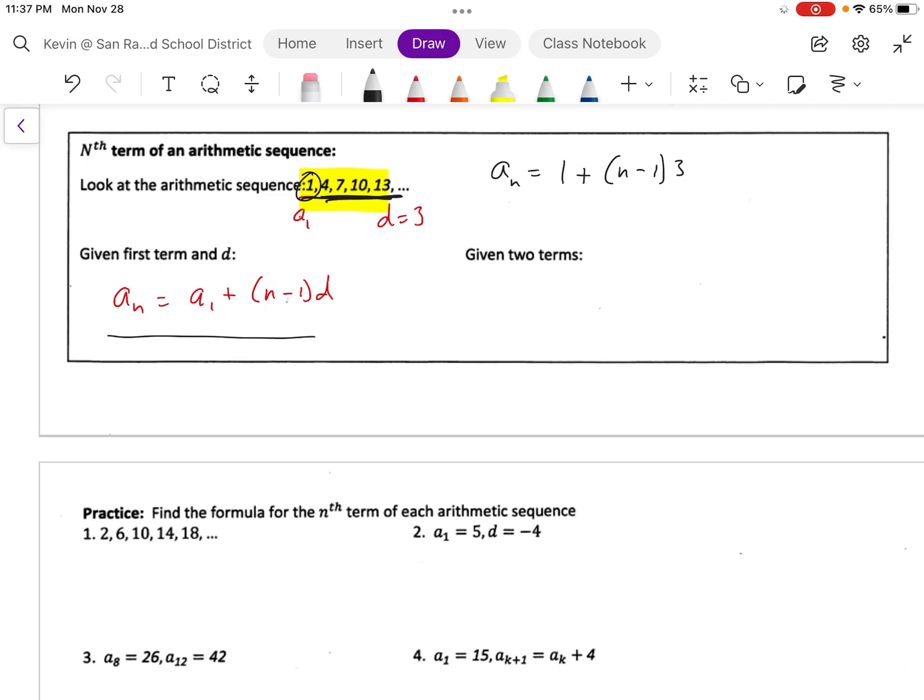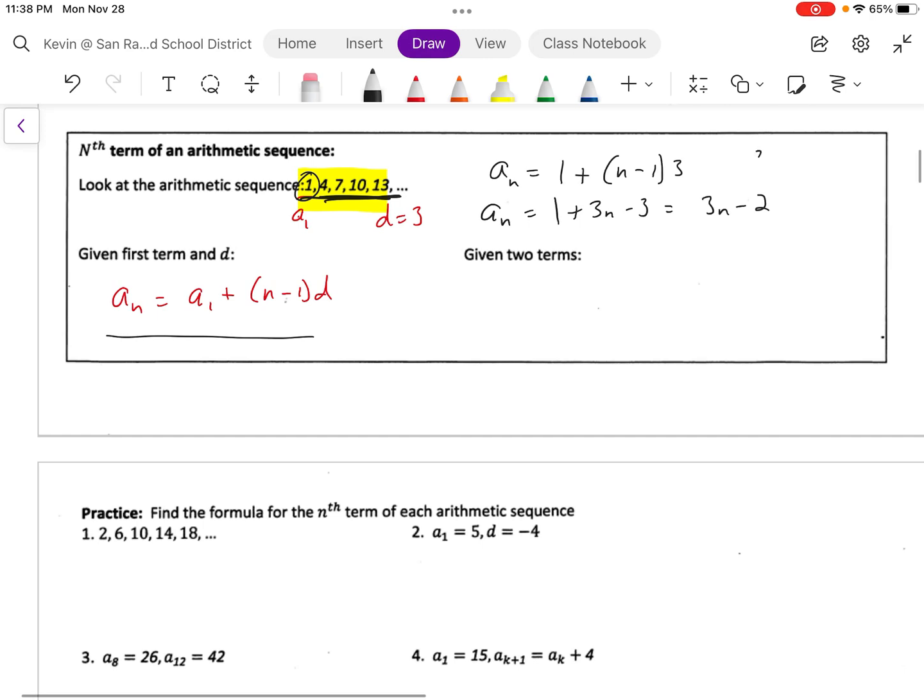Now, we're not going to leave it like this. If I haven't mentioned already, an arithmetic sequence mimics a linear equation, so we want to show it in slope-intercept form. So a sub n equals 1 plus 3n minus 3 equals 3n minus 2. So a sub n equals 3n minus 2 is the equation, the function, I should say, that represents that sequence.